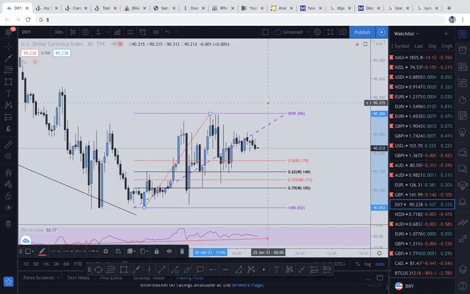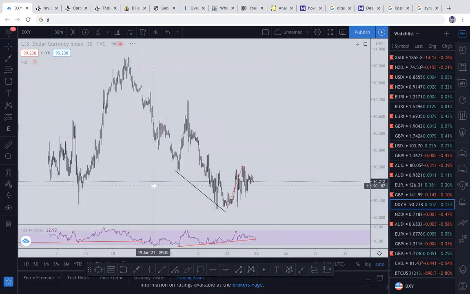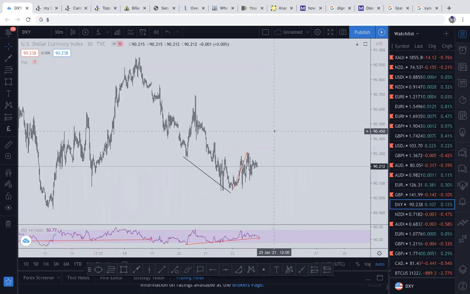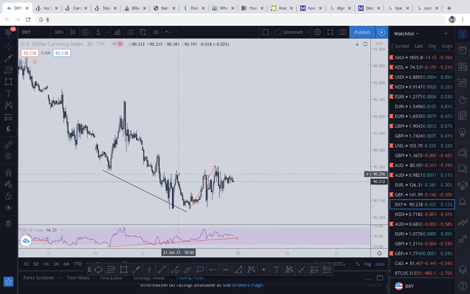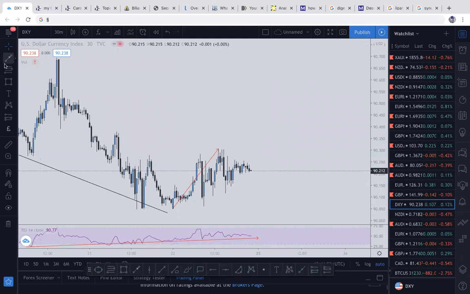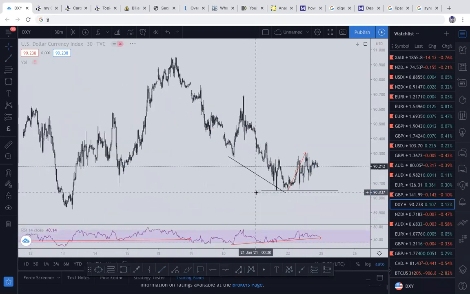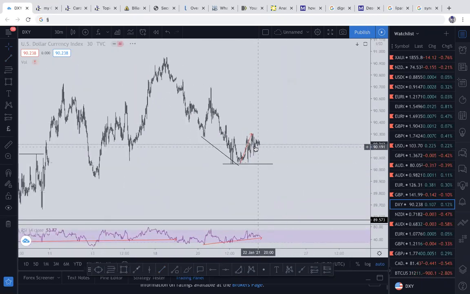But how can DXY and GU be bullish at the same time? That should tell you what sort of manipulation is about to happen in the market. Watch out for it. This was last week's low, this is where we finished last week. Liquidity is sitting here. So beware.